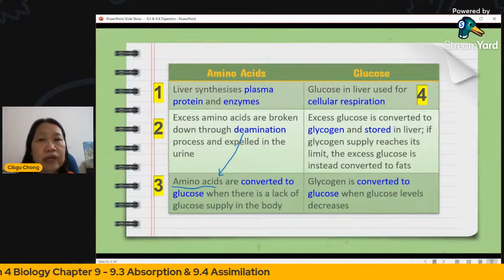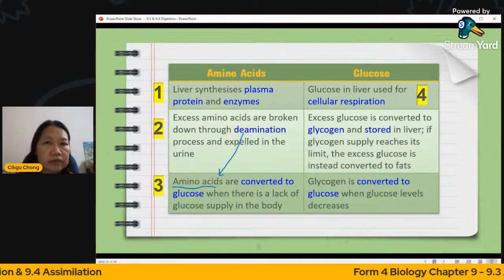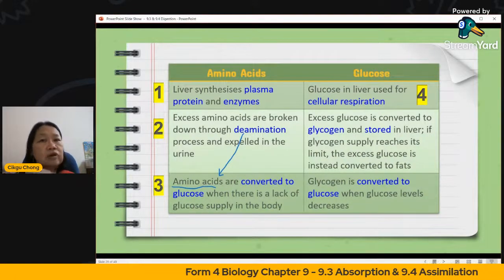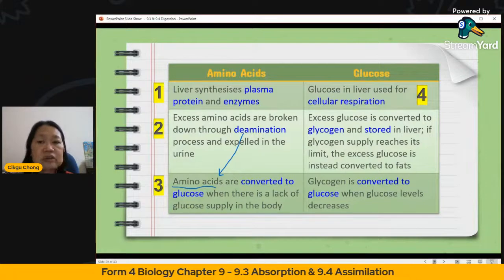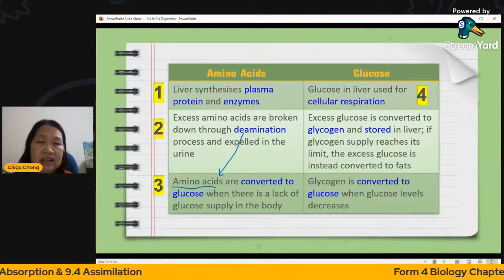That's why you will put on weight. You put on weight when your glucose cannot be converted to glycogen anymore because it's already maximum. It will be converted into fat. Because if you have too much glycogen, too much glucose, it equals to having fat actually.